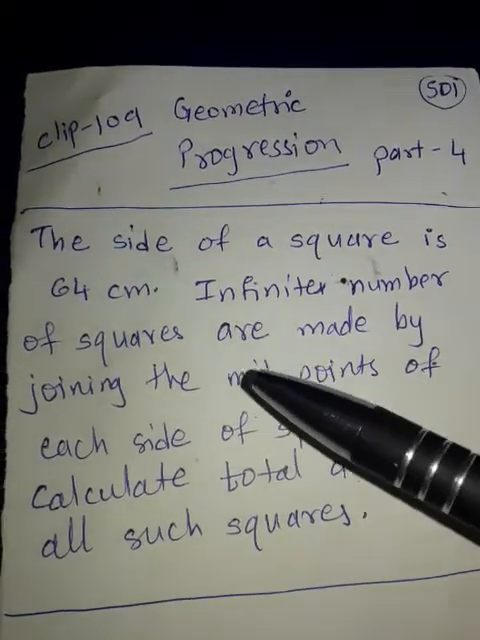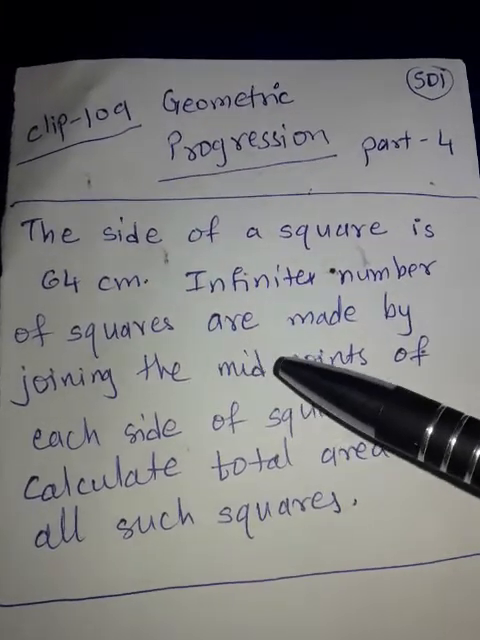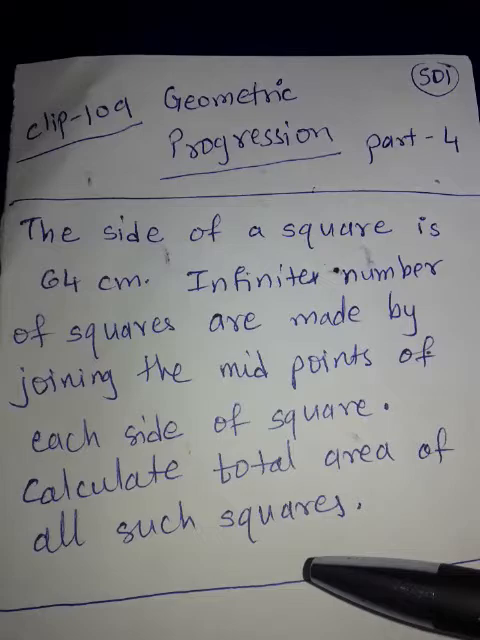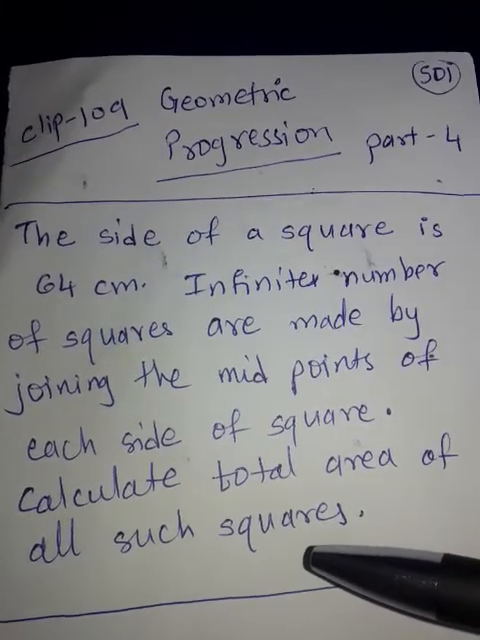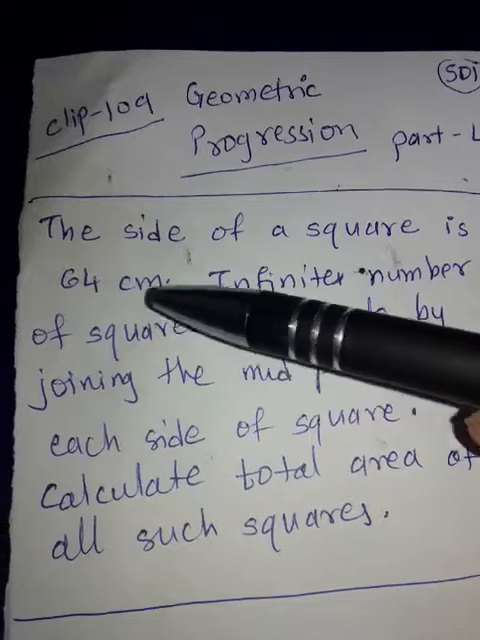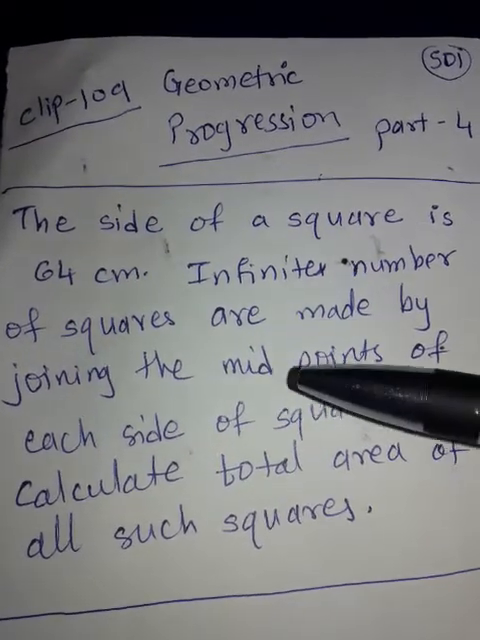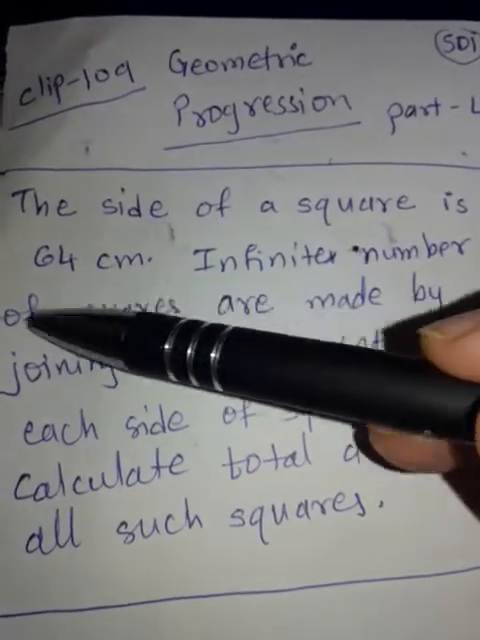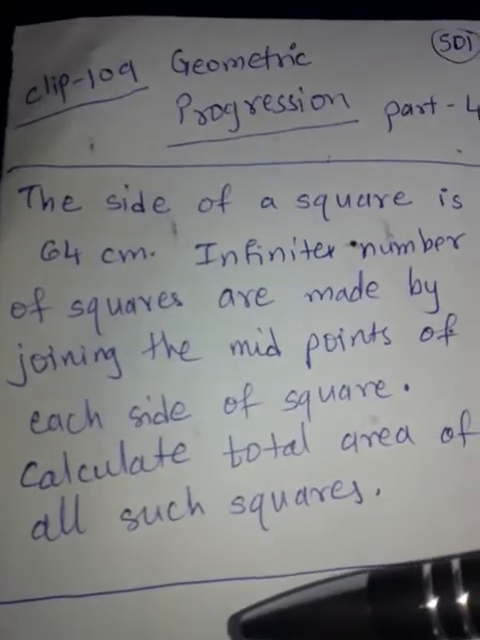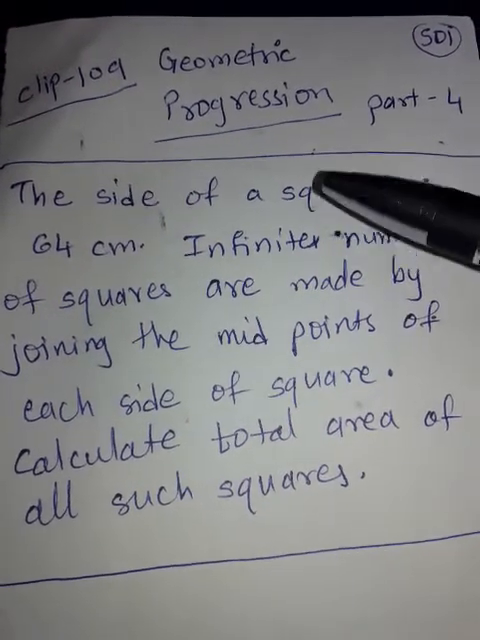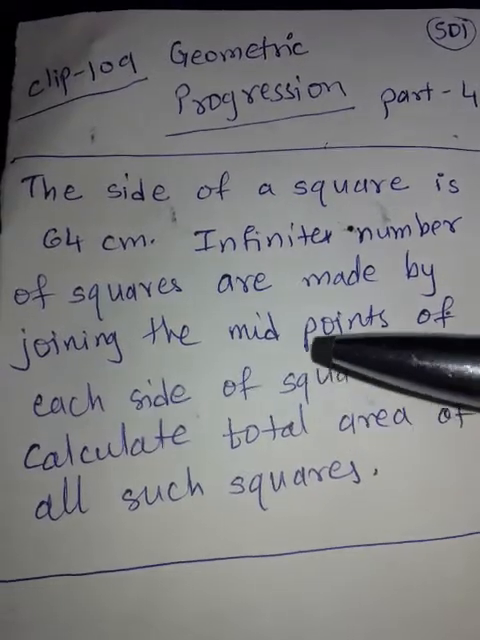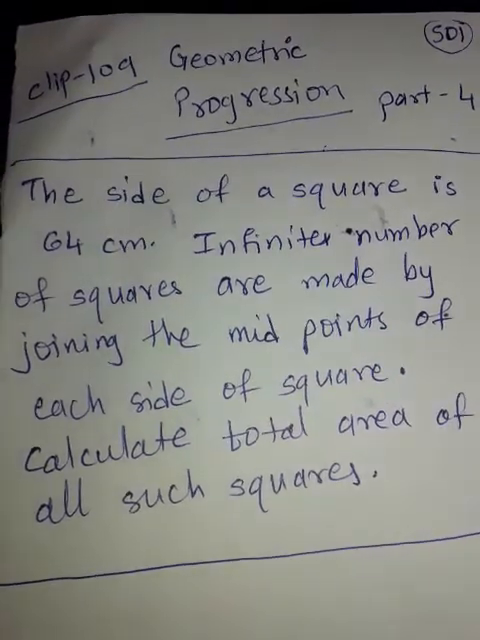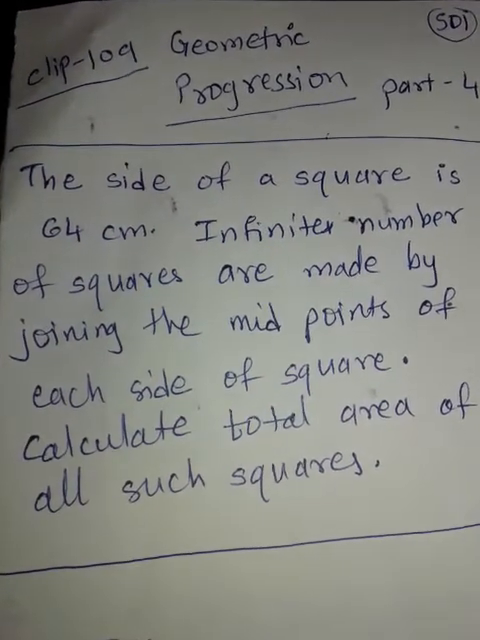The side of a square is 64 centimeter. Infinite number of squares are made by joining midpoints of each side of the square. Calculate the total area of all such squares. What we are going to do now, instead of this 64, first let us understand this type of problem with a smaller number. Then I'll show you one shortcut, and then later we will come to this 64 centimeter problem. So first let's understand this with a smaller number, like say 16 centimeter.